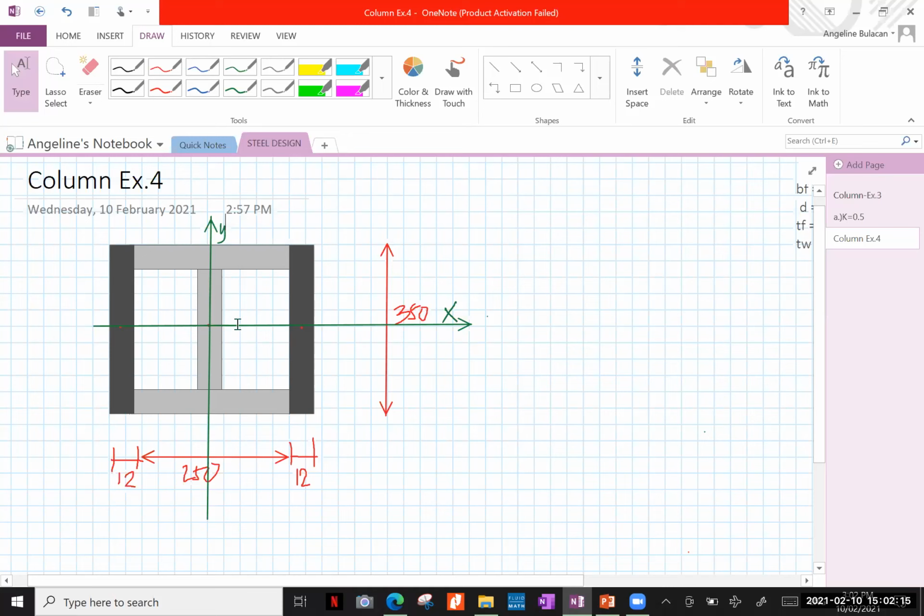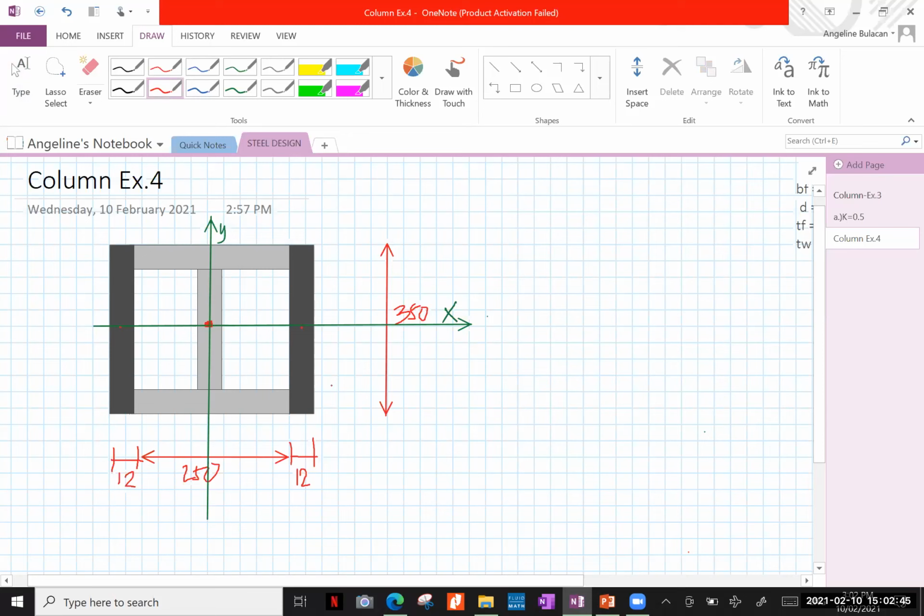Now, kung lahat sila along X-axis, so all you need to do is add the moment of inertia sa X. Yung sa Y naman, wala sila sa centroid, so gagawin natin is ita-transfer natin sila sa centroid of the group. Kung mapapansin nyo dito, symmetrical siya, so medyo obvious na ang centroid ng group is nandito din sa gitna.